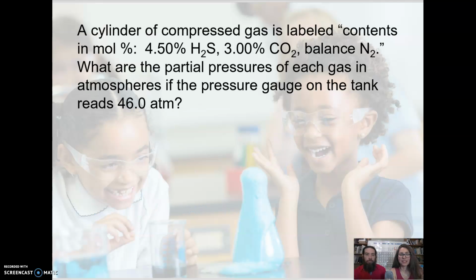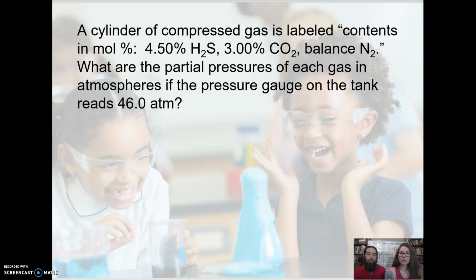All right, so here's an example that you might come across. So we have a cylinder of compressed gas, and we have percentages by mole of H2S, carbon dioxide, and nitrogen. And the question is asking, what's the partial pressure, or the pressure due to each individual gas in that tank? And it gives us a total pressure of 46 atmospheres.